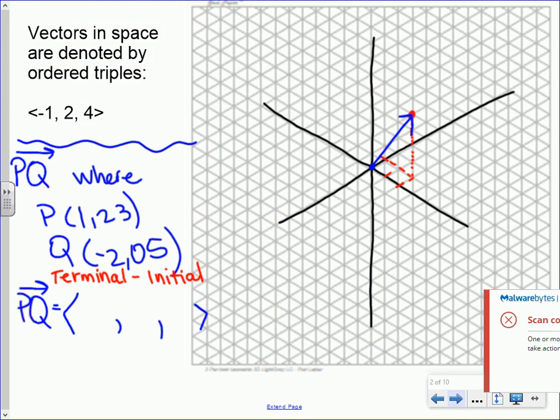If I give you coordinates, you need to take the terminal point minus the initial point to get it in component form. Okay, so since our vector is PQ, I have to take -2 minus 1, 0 minus 2, 5 minus 3 to get it into component form. Remember that now?